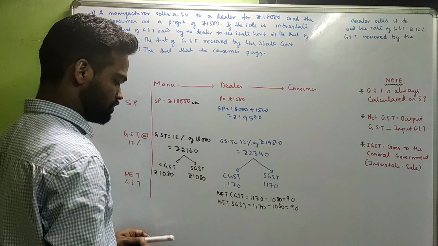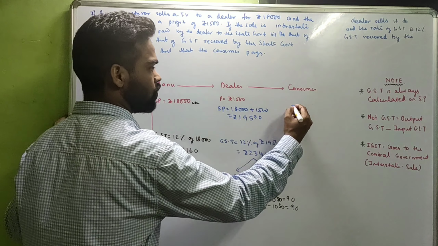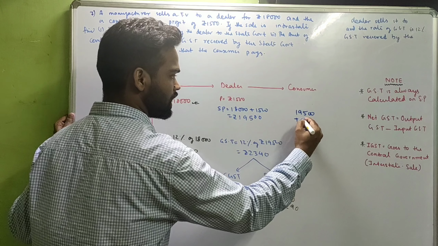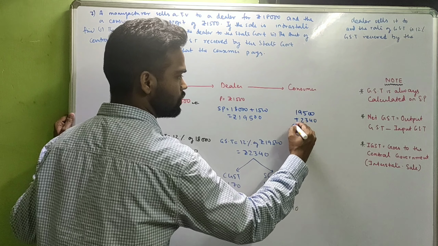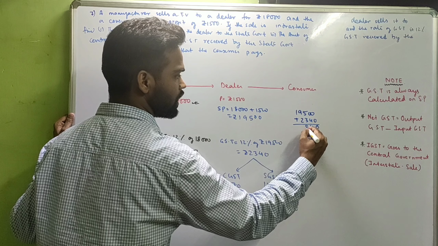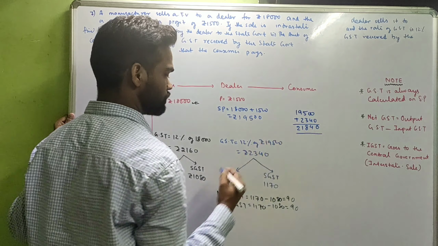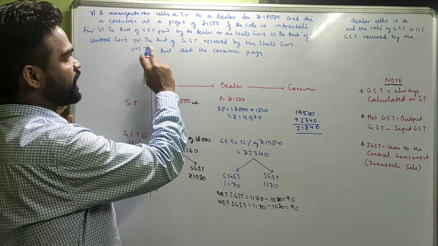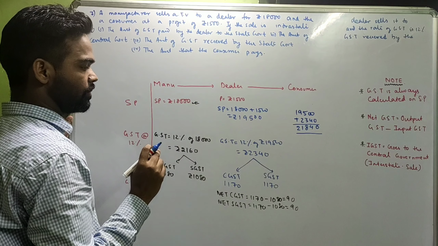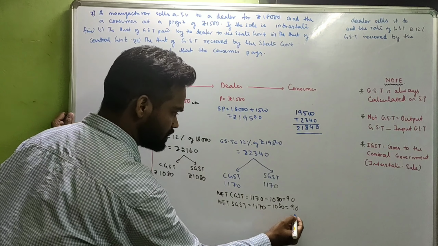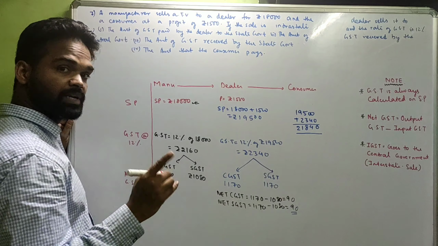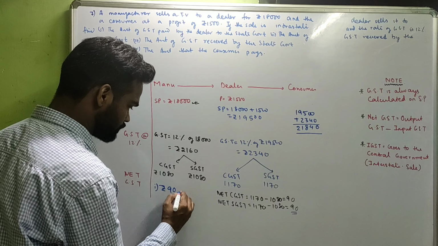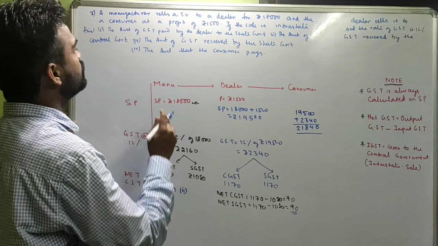And what does the customer pay? The customer pays 19500 plus the tax, which is 2340, which is 21840. Now look what they have asked for. The amount of GST paid by the dealer to the state government. The dealer pays to the state government rupees 90. Am I clear or not? The net he pays.